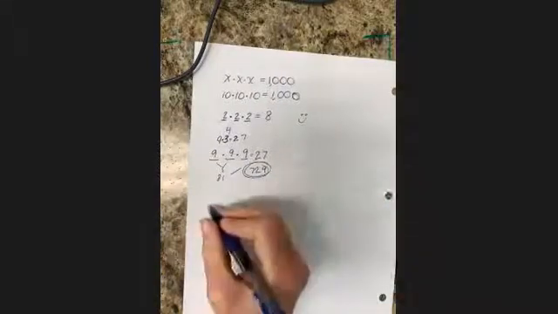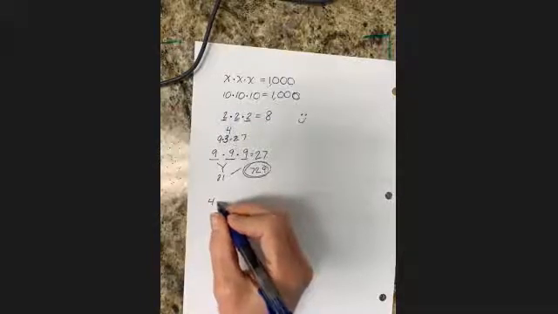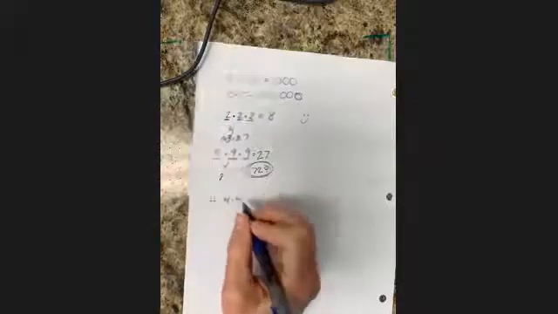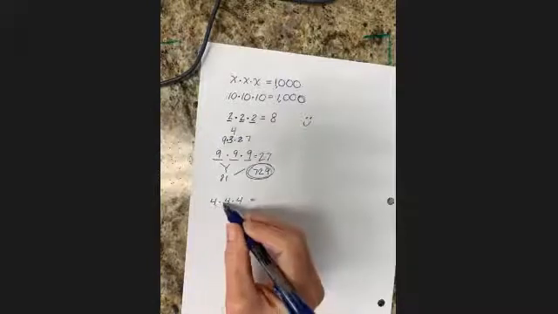If I try, let's try something smaller. Let's try 4. 4 times 4 times 4. Does that equal 27? Let's see. What's 4 times 4 is 16.